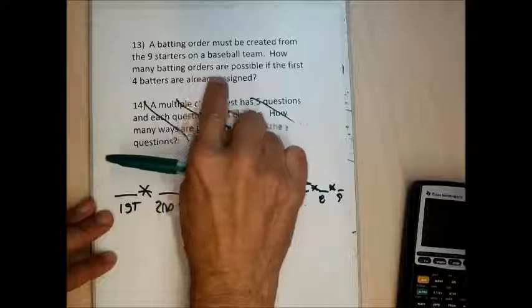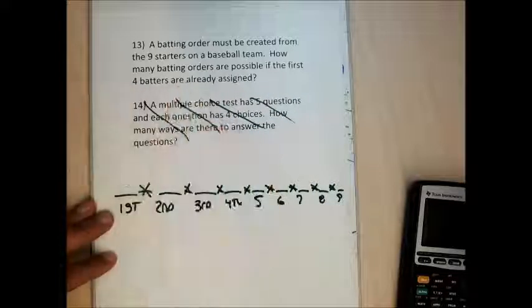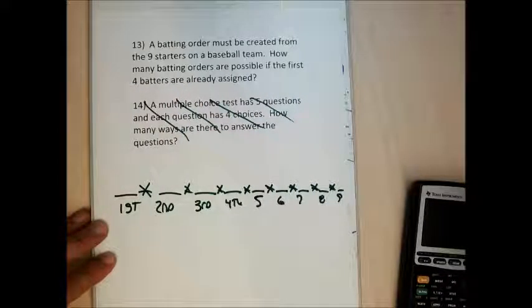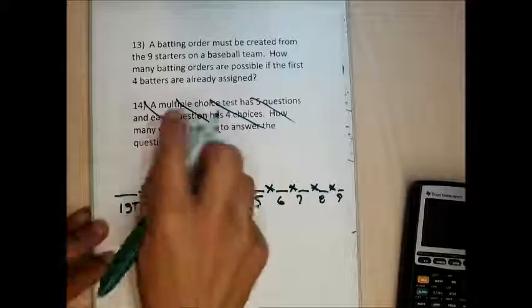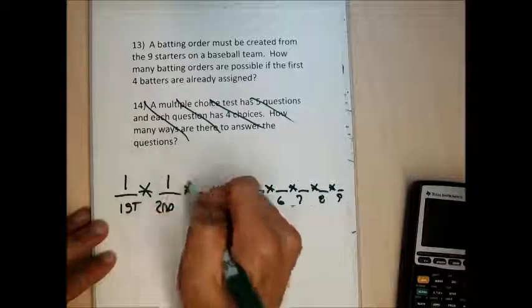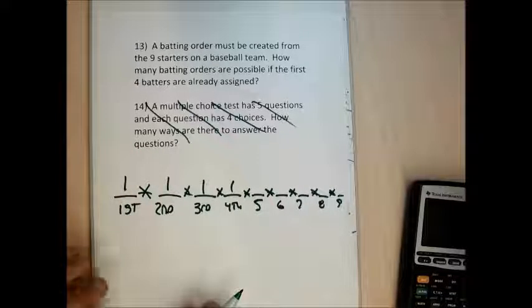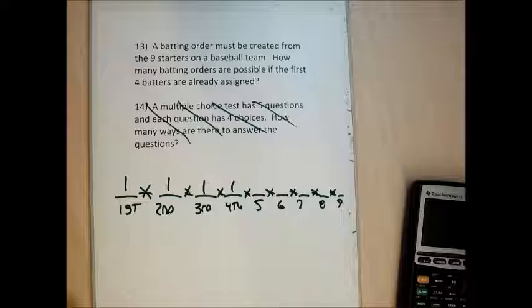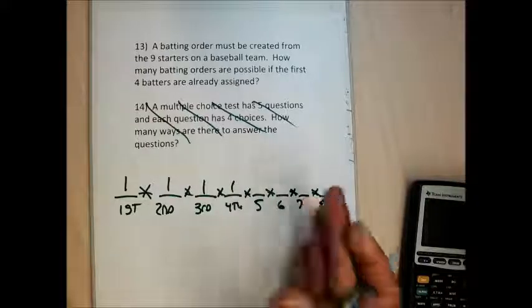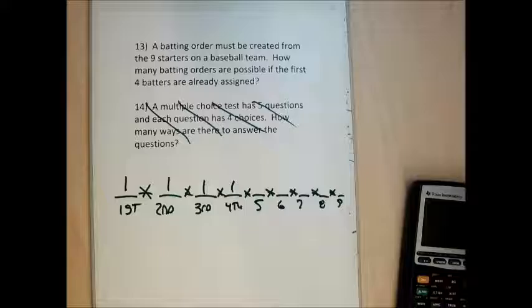How many batting orders are possible if the first 4 batters are already signed? That means I don't know who's batting first, but their numbers 1 through 4 are fixed. I've got my 4 best hitters. You're my best leadoff hitter. You're my best second hitter. You're my best third. You're my best fourth hitter. If you watch the Diamondbacks, pretty consistently, the first 4 hitters won't change that much. If certain 4 guys are playing, they're going to hit 1 through 4. And you might see a little shuffling in the 5 through 9.